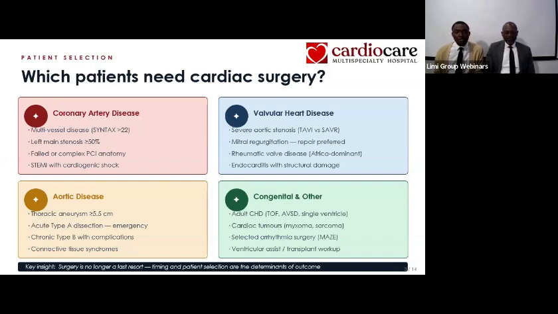Then we have multi-vessel disease with a SYNTAX score greater than 22, because those with a SYNTAX score less than 22 are better off with percutaneous coronary intervention, that's the stenting. The ones above 22, we consider for coronary artery bypass graft. Those who have failed or complex PCI anatomy, who have chronic total occlusion, who have severe calcification, and have had PCI but it has failed, with recurrent in-stent stenosis, we can also consider for surgery.